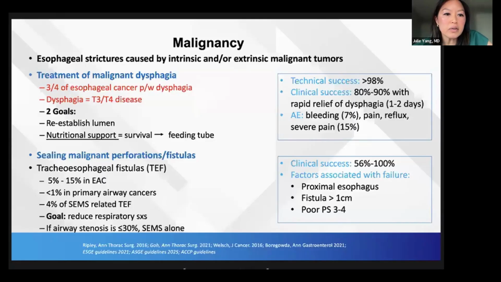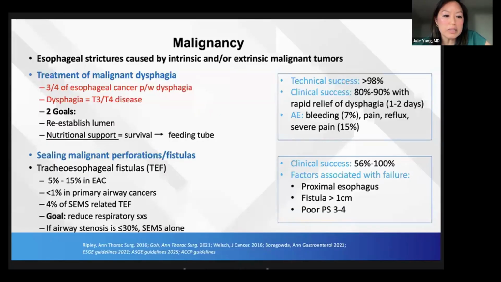So moving on to sealing of fistulas. TE fistulas occur in 5 to 15% of adenocarcinoma of the esophagus, and less than 1% in primary airway cancers, thank goodness, because that's horrible and a challenge to take care of. But even SEMS placement in and of itself, 4% is related to fistula formation. So these are the things you have to think about.